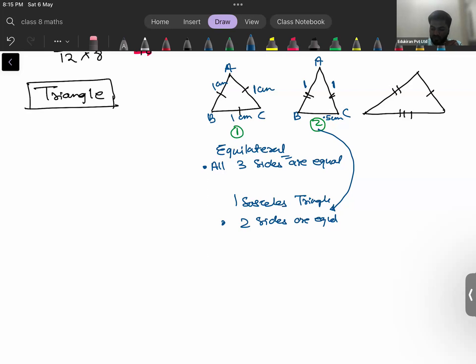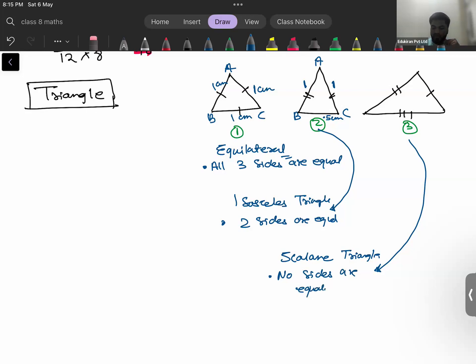See the third figure, figure number 3 here, in which none of the sides are equal to each other. What do we call that triangle? We call such a triangle a scalene triangle, in which no sides are equal.